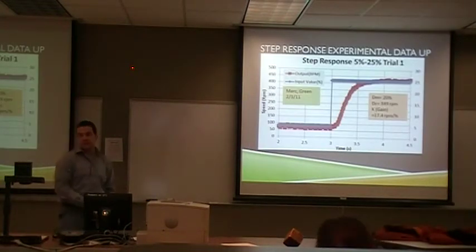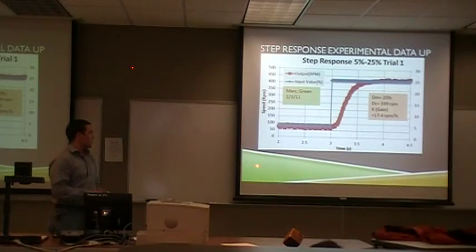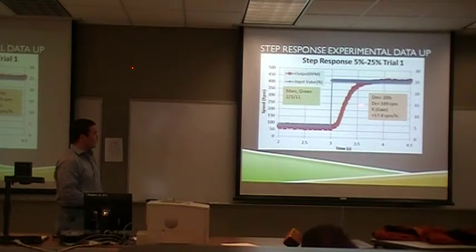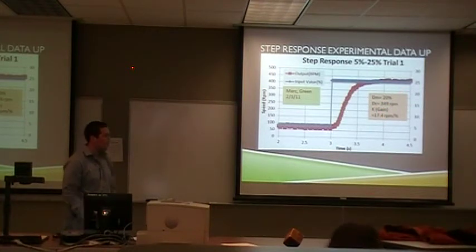This is a step response of our data. We start out with a percentage input, let it reach a steady state period, and then step it up in increments of 20%. Using this, we find a DM, which is the difference in our input, and a DC of our output. DC over DM gives us our gain of about 17.4 RPM per percent.